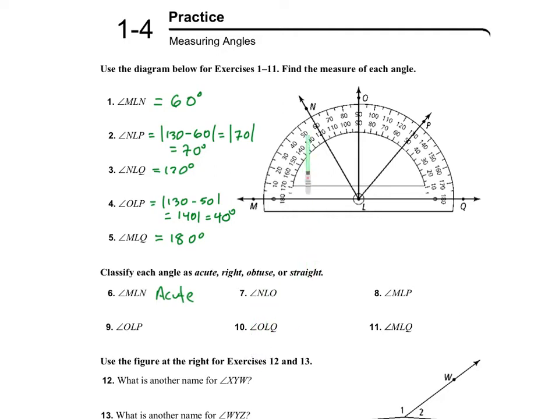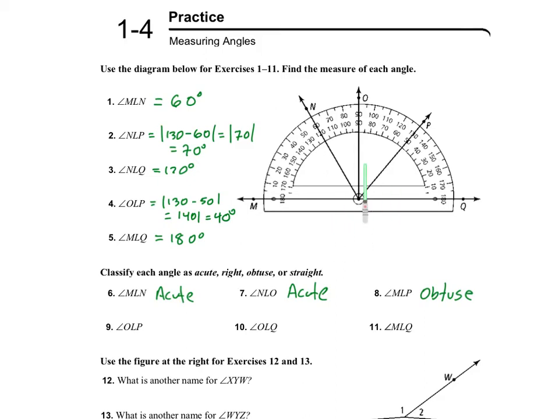NLO. As you can see, it's this one right here, and LO. So it's a small one, so this is acute also. MLP. As you can see, this one is a little bit bigger than a right angle, right? So it's this angle right there. So that means that this is obtuse.